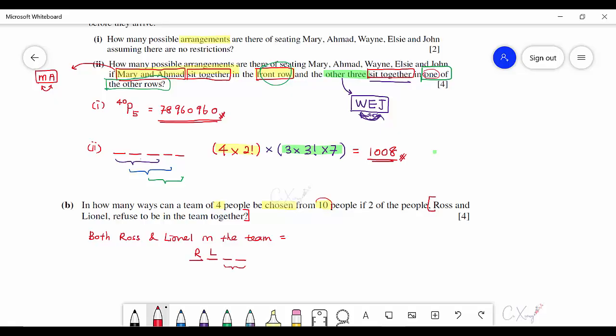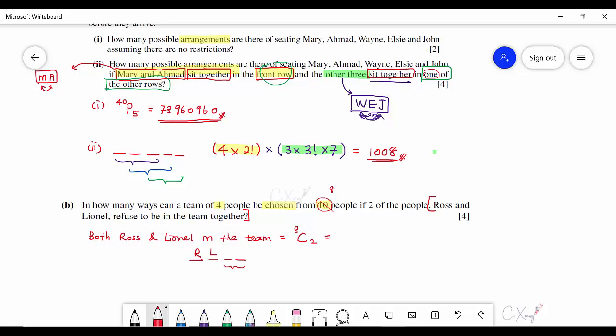And how many people do I still have? Originally, I have 10 people here, and because both of them are already in, I have 8 people left. So out of the 8 people, I want to choose 2 of them to put in the team. So this will be 8C2 if both of them are in the team.